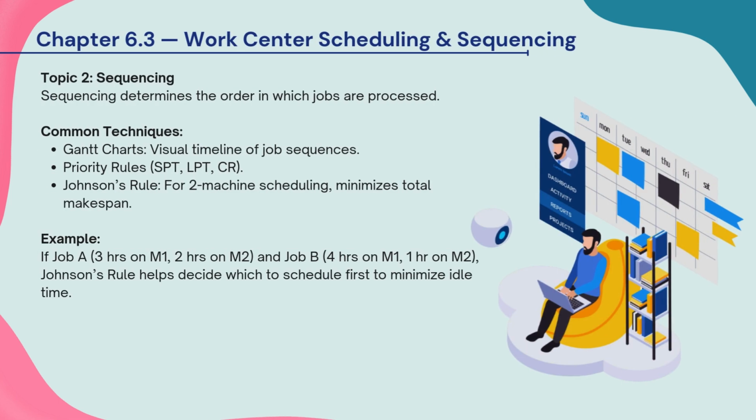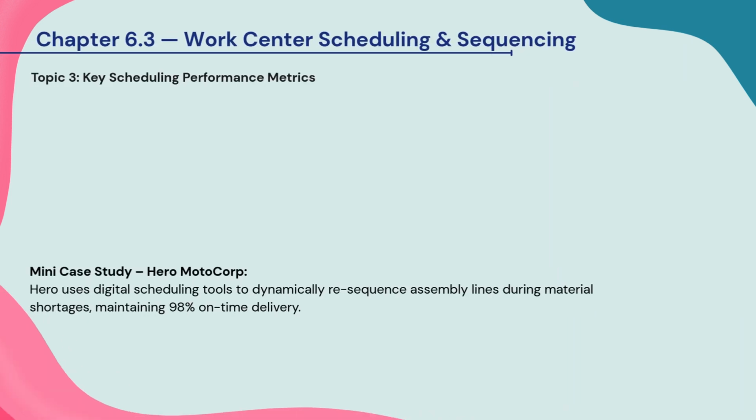Sequencing focuses on deciding the order in which jobs should be processed at a work center. Common tools include Gantt charts for visual timelines, priority rules like SPT, LPT, and CR, and Johnson's rule for two-machine scheduling to minimize total completion time. In the example shown, Johnson's rule helps determine whether job A or job B should go first so that machine idle time is minimized.